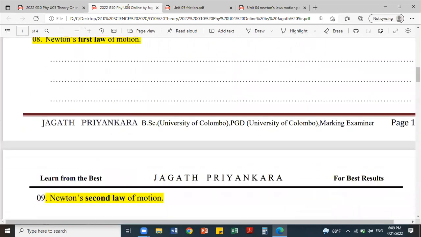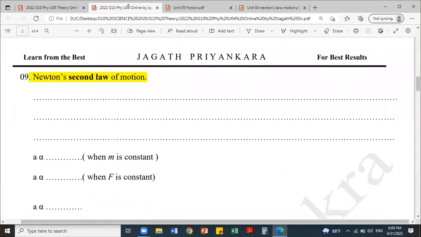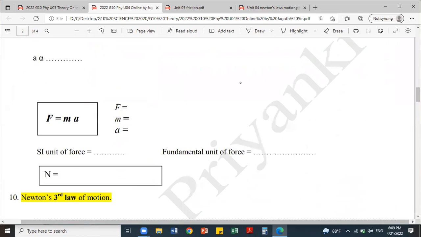And then I explained the relationship between Newton's laws and the velocity time graph. And I told you this equation is a bit important, because you are getting calculations from this equation.